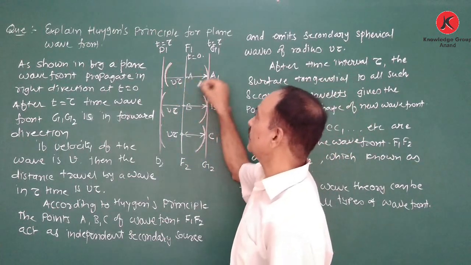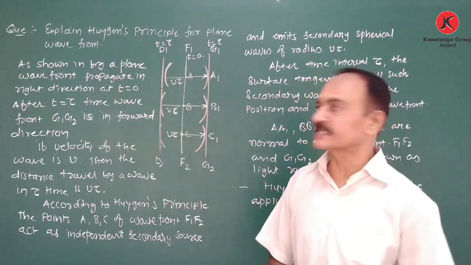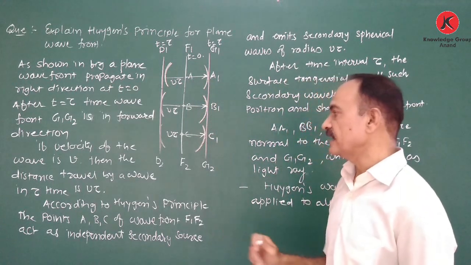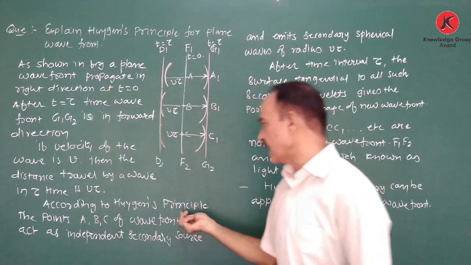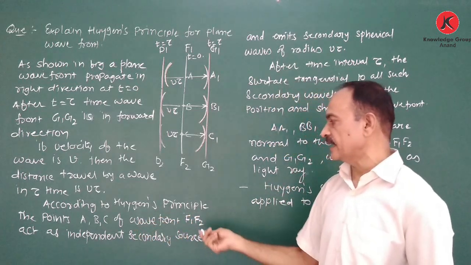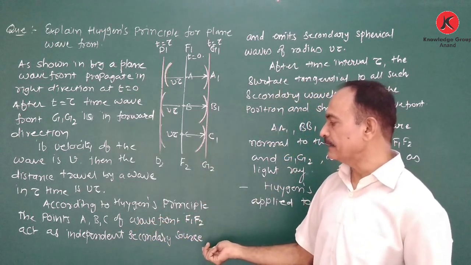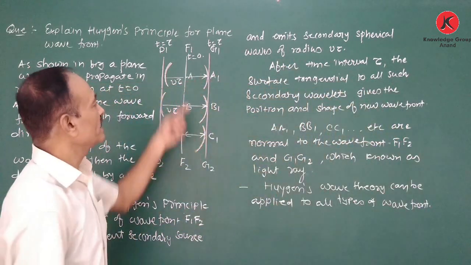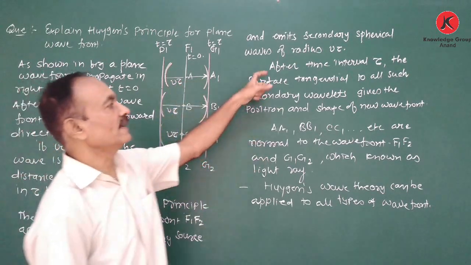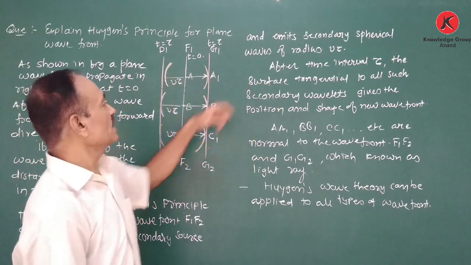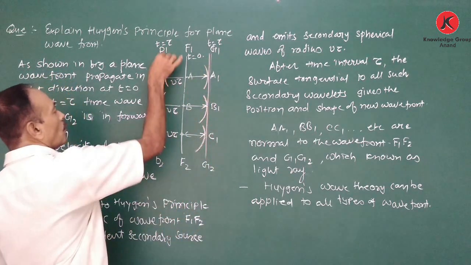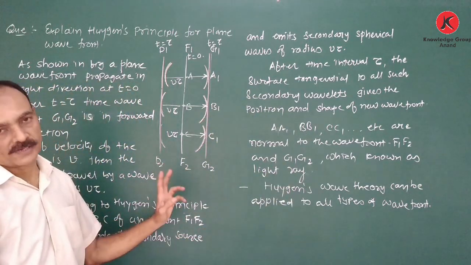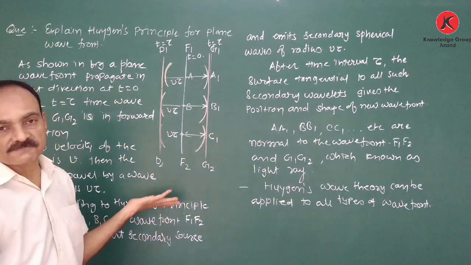Therefore, I draw circles taking the points A, B, C as centers, with radius v into tau. According to the Huygens principle, the points A, B, C of wavefront F1, F2 act as independent secondary sources and emit secondary spherical waves of radius v into tau. After time interval tau, the surface tangential to all these secondary waves gives the position and shape of the new wavefront. So that is the Huygens principle.